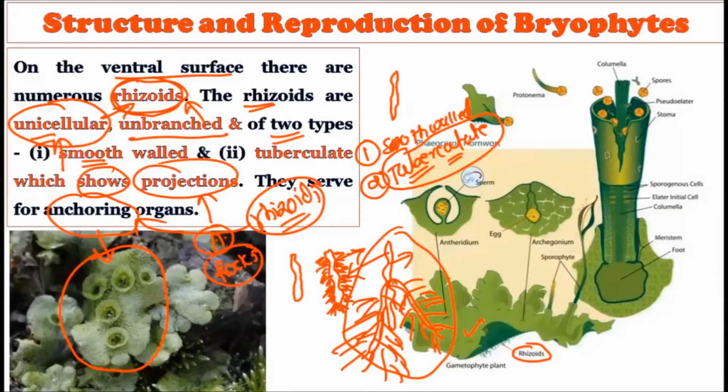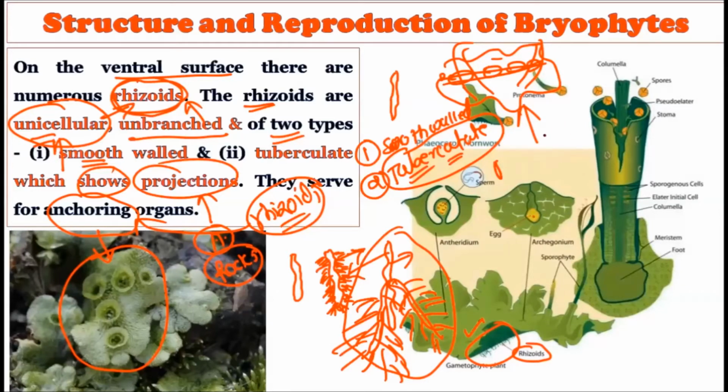So the rhizoids are on the ventral surface, not on the dorsal surface. As we have discussed, on the dorsal side of the Marchantia thallus, what structures do we find? We find the midrib, the gemma cups, the antheridiophore, and the archegoniophore. It is green in color, shows a heart-shaped structure, is dichotomously branched, and is prostrate. But on the ventral side, from the below side, they show the rhizoids, and these rhizoids are of two types.